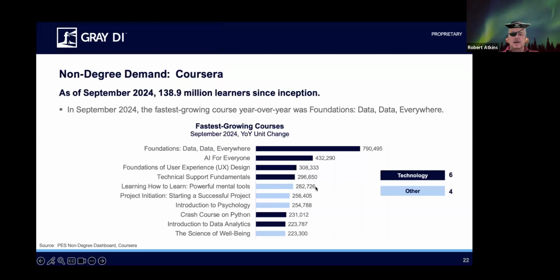How to Learn: Powerful Mental Tools, up some 280,000. Project Initiation: Starting a Successful Project, up 256,000. Intro to Psych, up 254,000. And this one used to be top of the list, the Science of Well-Being. It's dropped back quite a bit. Only 223,000 additional students took that last year.